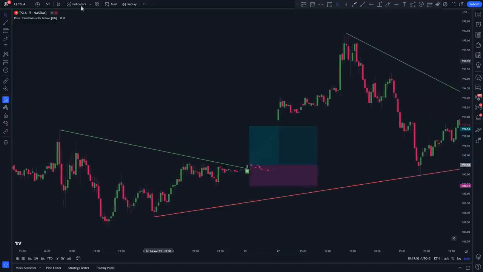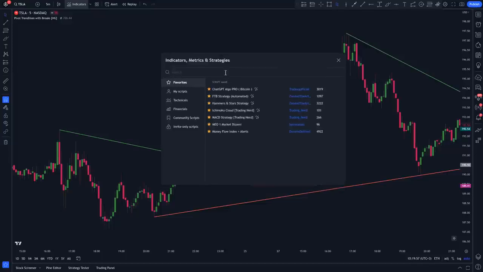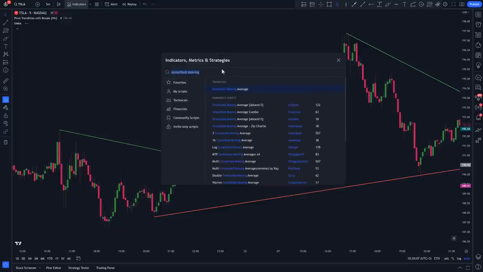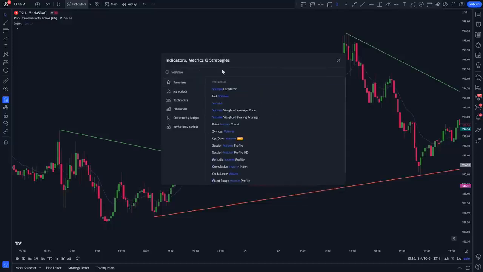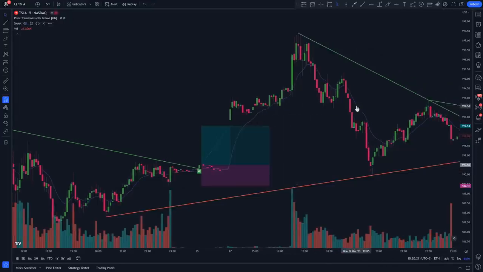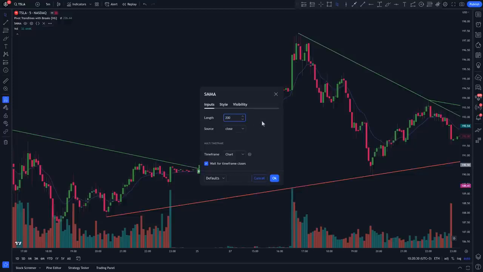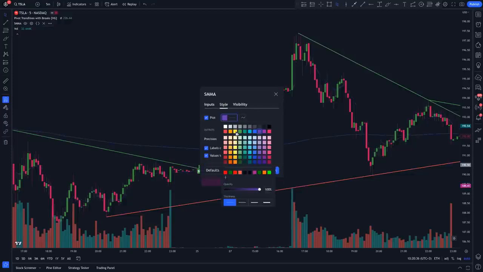Open the indicator search tab and type in smooth moving average, this one under technicals. Next, type in volume, select this one under technicals. Double click on the smooth moving average and on the inputs tab, change the length to 200. Then on the style tab, change its color to yellow.